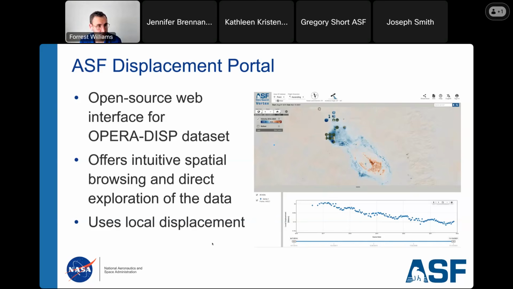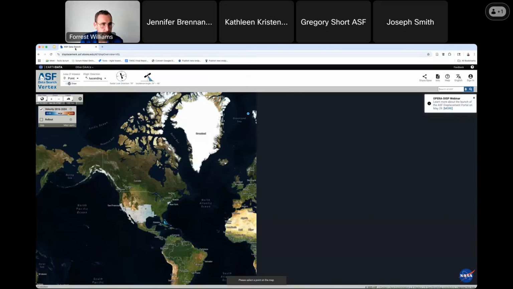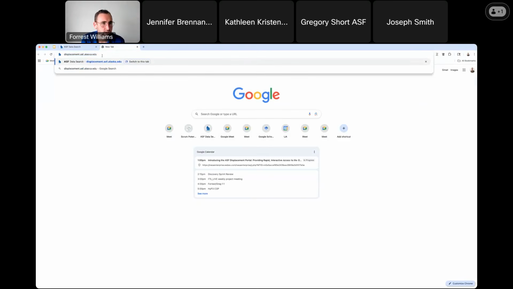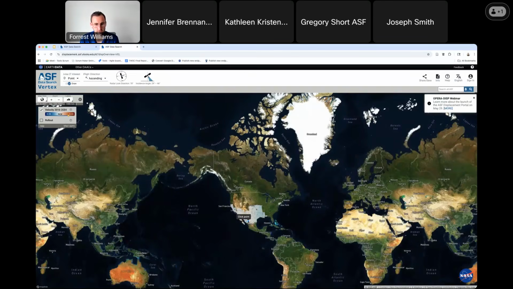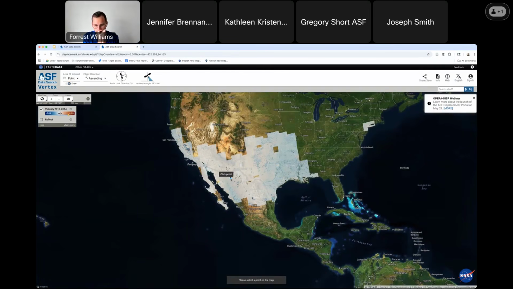So that's been a lot of slides, but the thing I would actually really like to show you all today is a quick demo of this displacement portal. Okay, so let me get out of the big view here and hop over to the displacement portal. So for those of you who want to follow along, you can find the displacement portal at displacement.asf.alaska.edu. And when you go there, the first thing you're greeted with is just an overview of the measured velocity computed from the time series of displacement values for all of the OPERA-DISP archive that we have here at ASF as it currently stands.